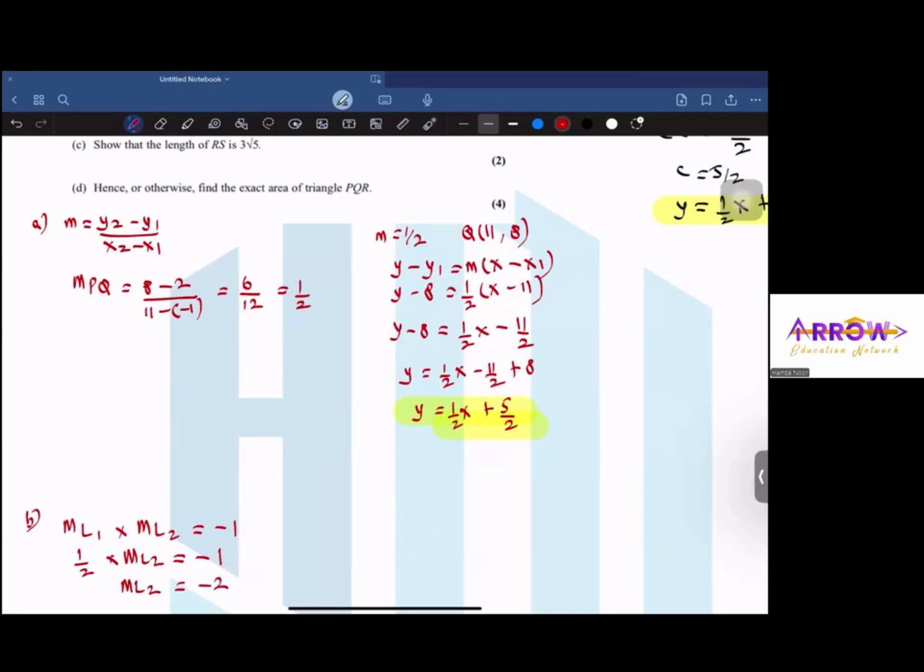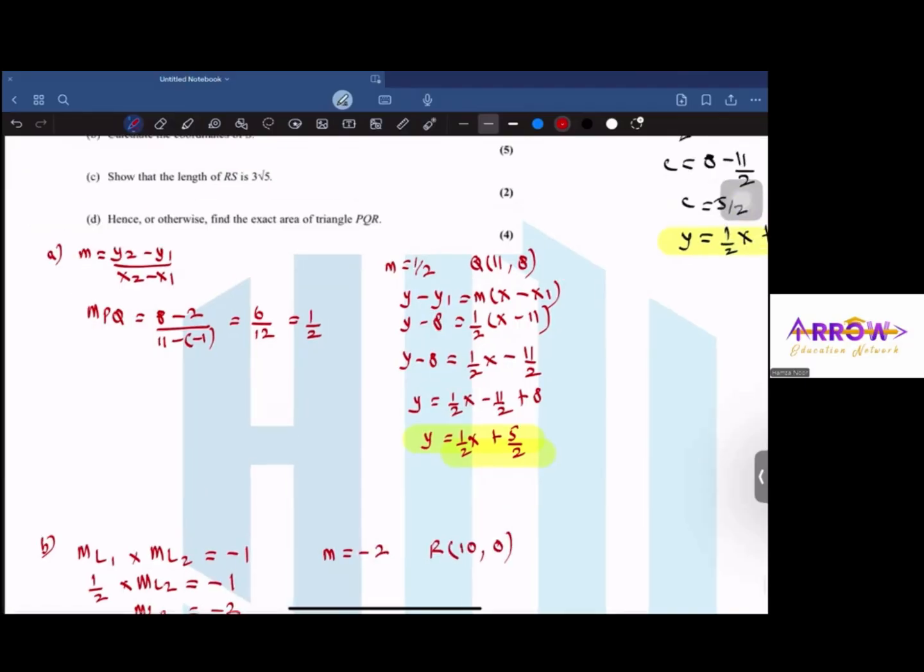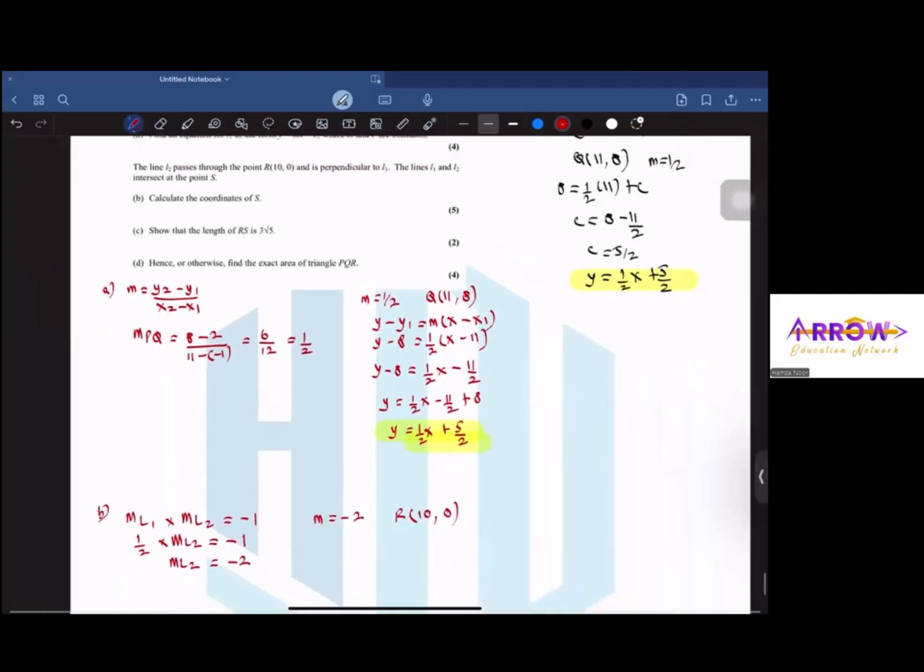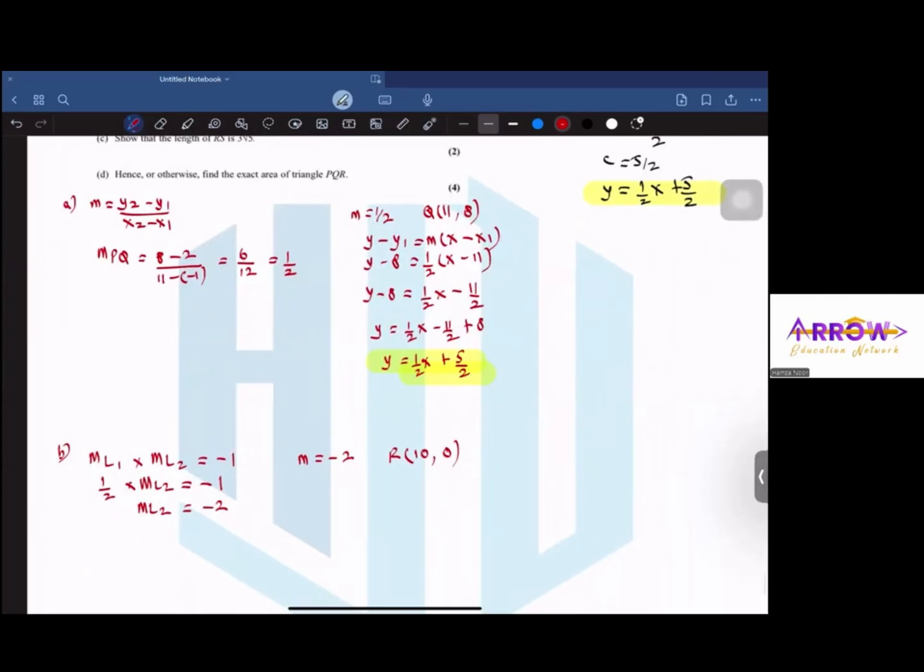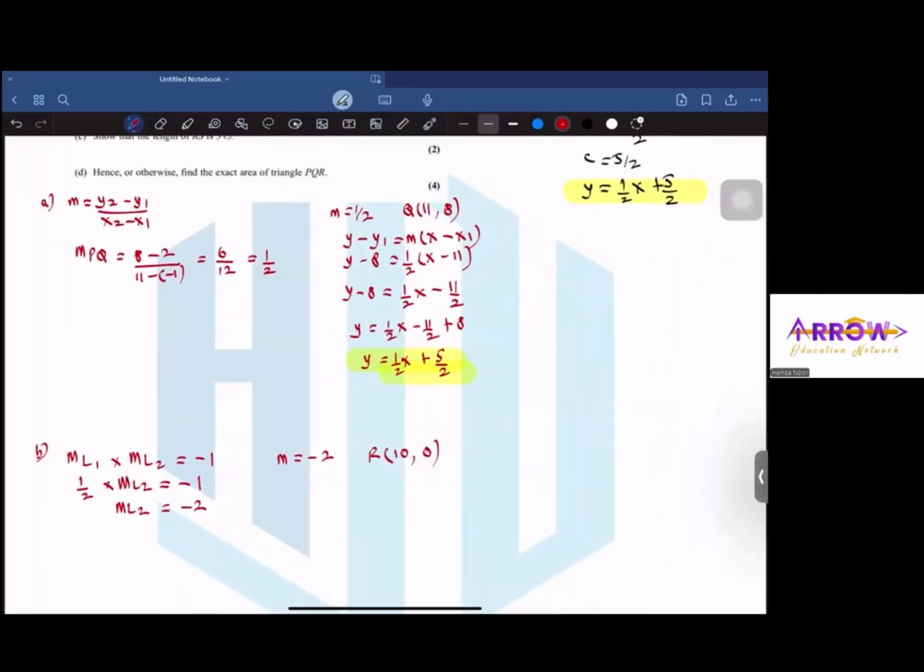So in order to find the equation of the line L2, the gradient is -2 and it passes through the point R, which is given to you in the question. Okay, so first I'm going to find the equation of the line L2. I'm going to say that y minus y1 is equal to m multiplied by x minus x1, where the coordinate x1, y1 is the point which is given to you or you have found.